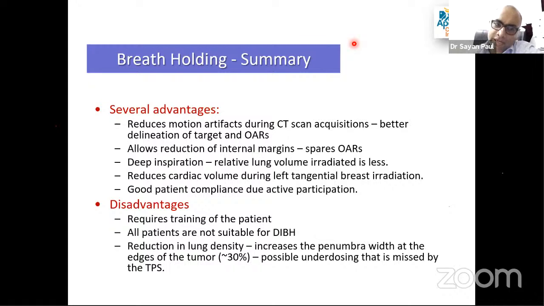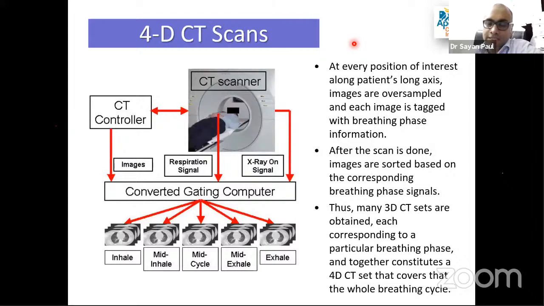Disadvantages are that it requires training of the patient. Not all patients are suitable for DIBH, and the reduction in lung density increases the penumbra width at the edges of the tumor, with possible underdosing that is missed by the EPID. These are the disadvantages. So now, what is a 4D CT scan?